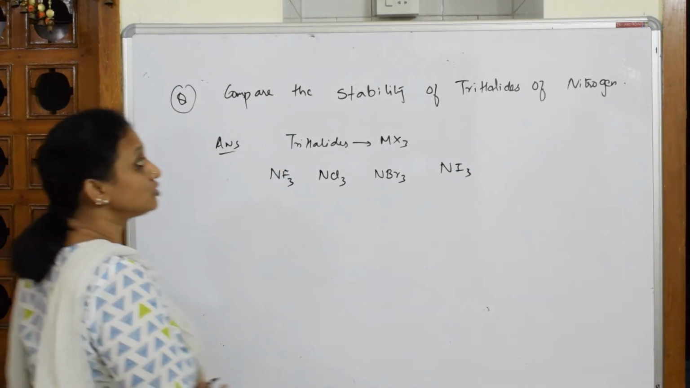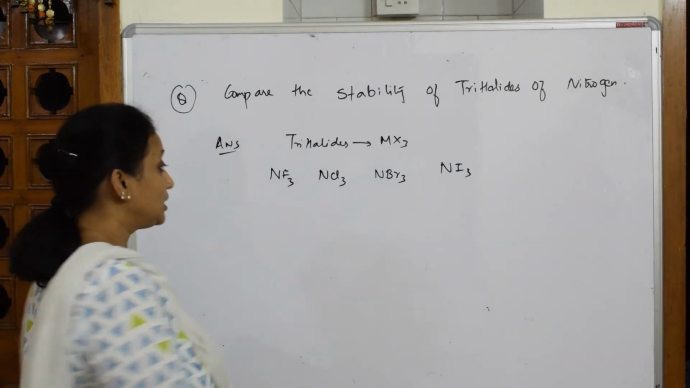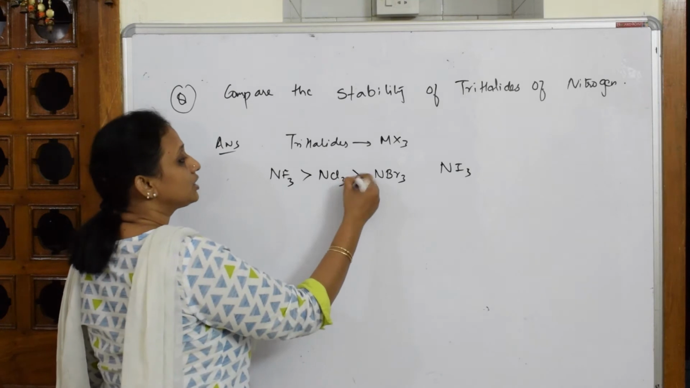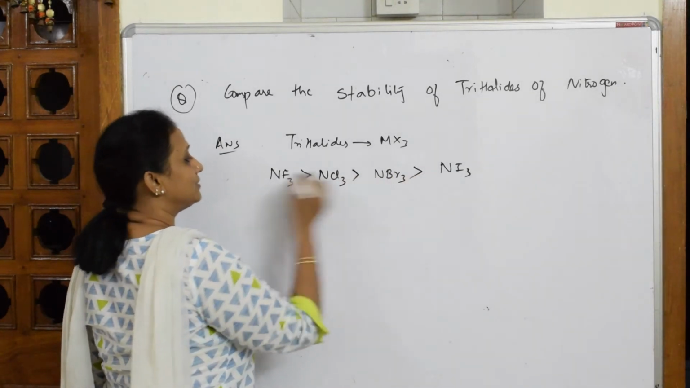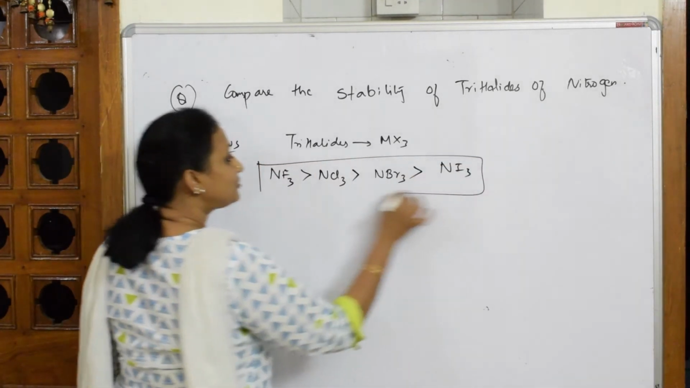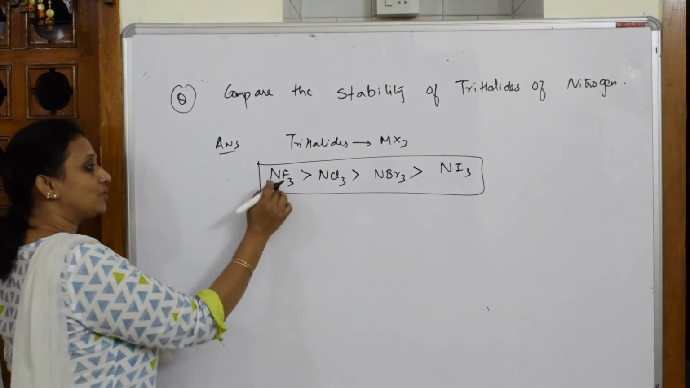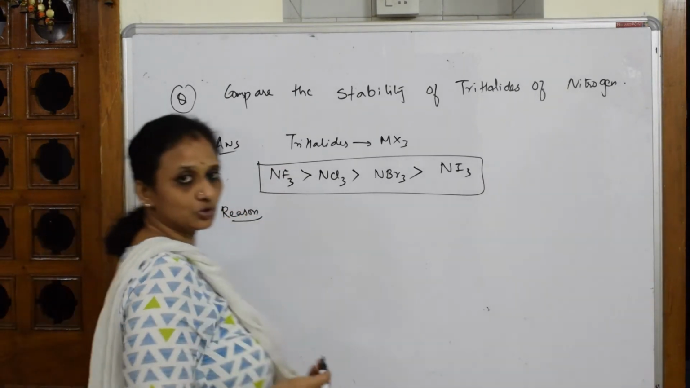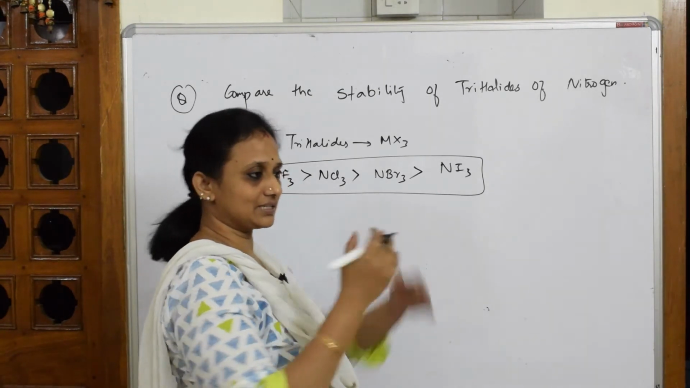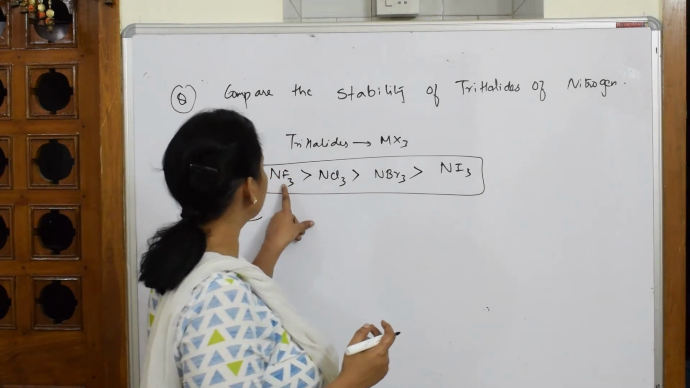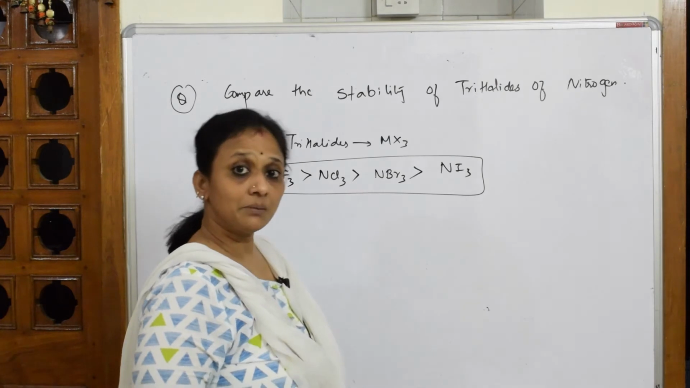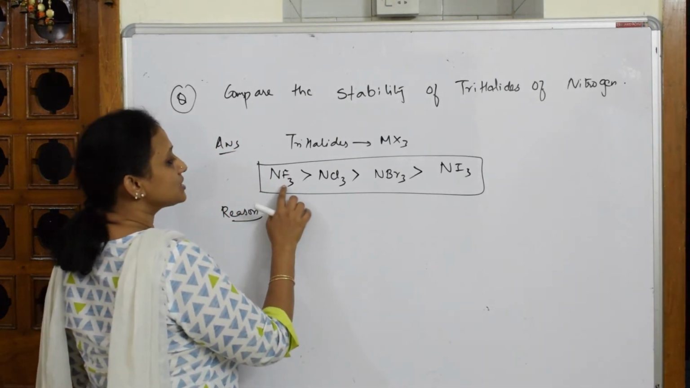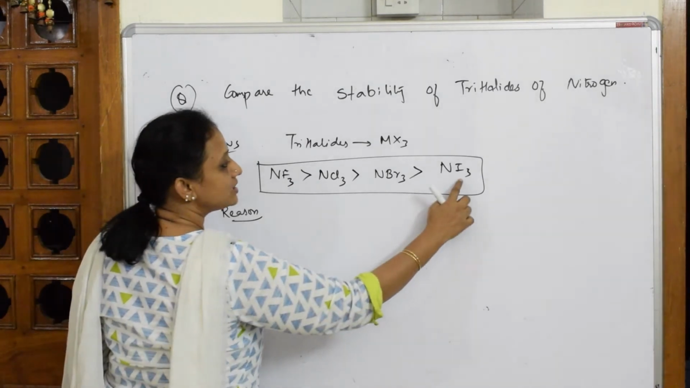Now they are asking me, among these halides, which is more stable. I am going to write fluorine is more stable, then chlorine, then iodine. This is the order. Now after writing the order, you have to write the reason. Why is this more stable? The reason is when I go down the group, or when I see the size of the halogen atom. Here everywhere nitrogen is common, but the halogen atom is different. Fluorine is smaller in size. When I go down, iodine is larger in size.